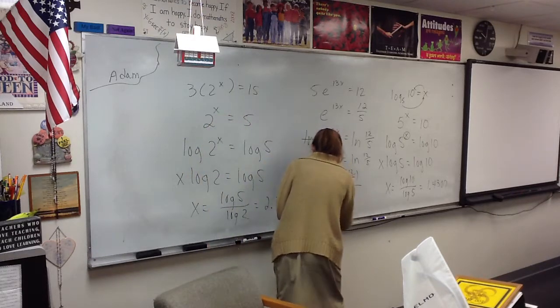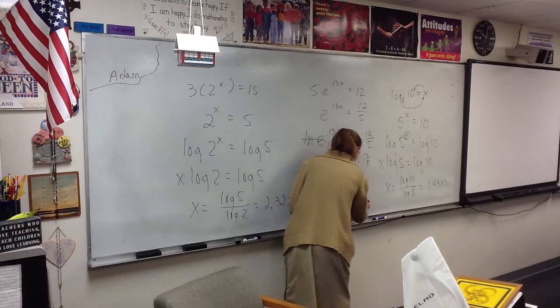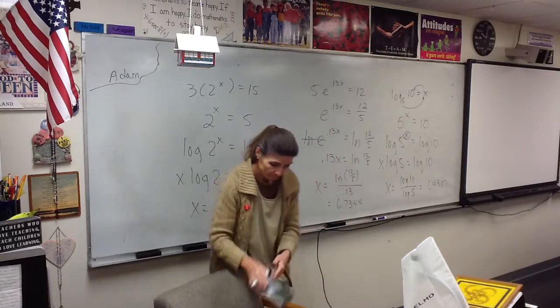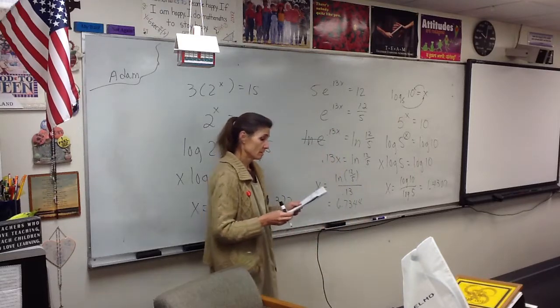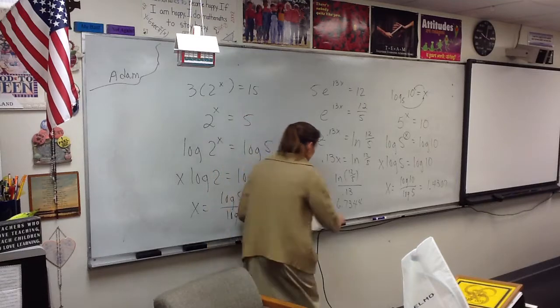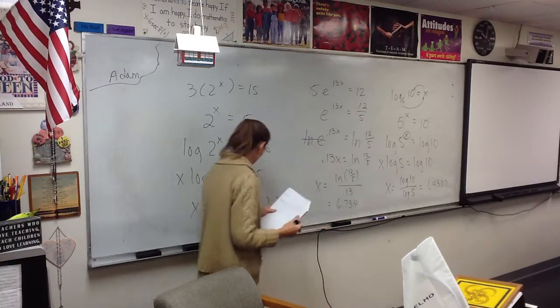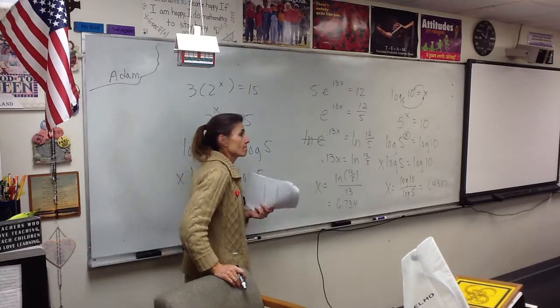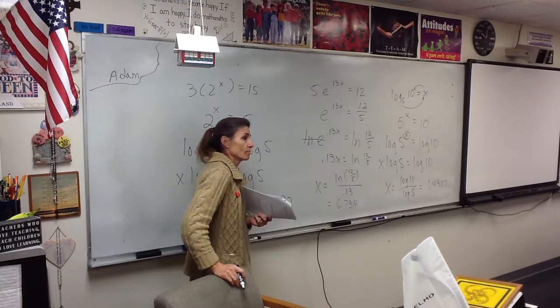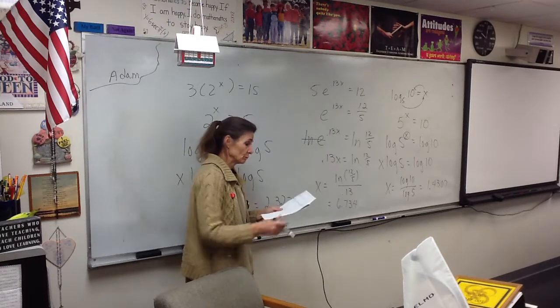I got 6.7344. Oh, it said round to the nearest thousandth. All right, we good on that part?